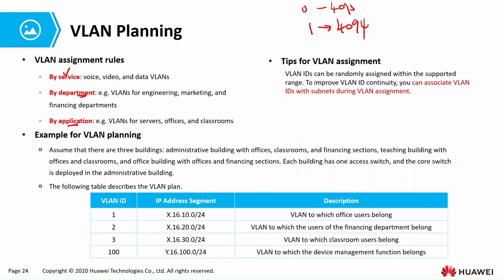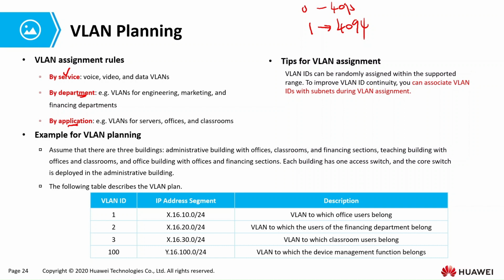But it is still good practice to associate them continuously. Most of the time we base it on your IP subnet assignment. So here they give you an example. You go to an enterprise, and you want to set up the network. They have 3 buildings: an administrative building, a classroom building, and a financial building. For example, you go to a college and you want to set up layer 2 for them, with the teaching building, and then also an office building.